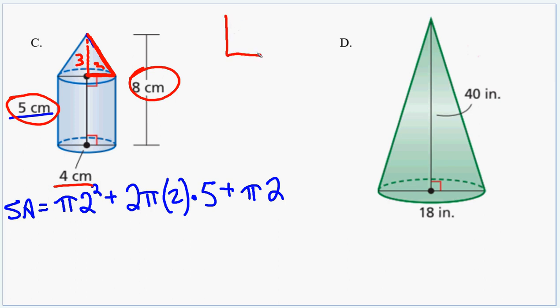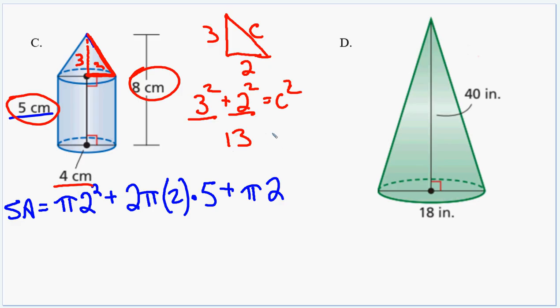So if I come over here and draw a little cross section, this side is 3, this side is 2. We want the hypotenuse. So a squared will be 3 squared, plus b squared, that's 2 squared, is equal to c squared. So 9 plus 4 add up to 13 is c squared. So c is root 13. So that is the lateral L for our cone on top, root 13.